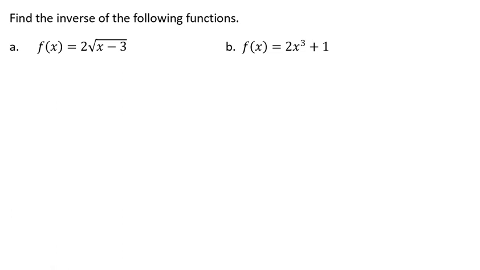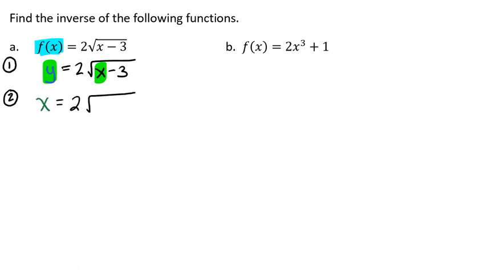So the first thing that we want to do is we want to take this f of x and we want to rewrite that as a y. So we have y equals 2 times the square root of x minus 3. Now the second thing we want to do is we want to take our y and our x and have them switch places so that we have x equals 2 times the square root of y minus 3.